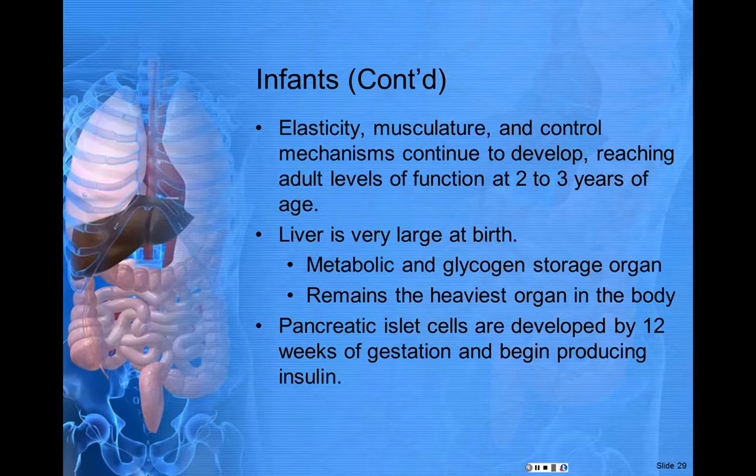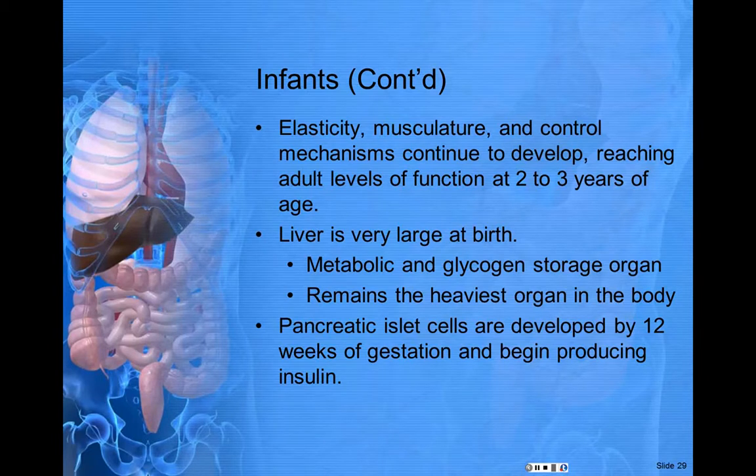Elasticity, musculature, and control mechanisms continue to develop, reaching adult level of function at about 2 to 3 years of age. The liver is very large at birth. You can actually palpate the liver in infants fairly well because it's very large. But remember, it's lower because it is so large. It's a metabolic and glycogen storage organ, and it remains the heaviest organ in the body in infants.